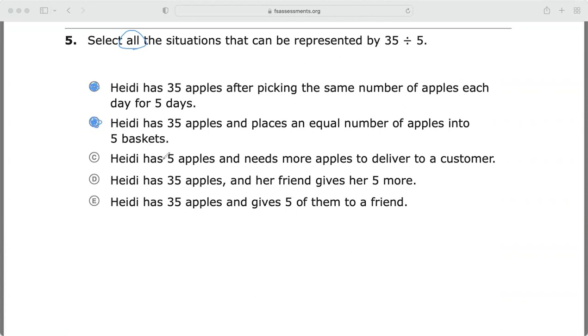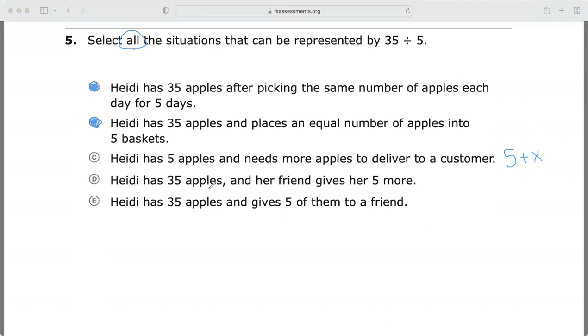Answer choice C. Heidi has 5 apples and needs more apples to deliver to a customer. So that would be like 5 plus an unknown number of apples. So I'm just going to say 5 plus X, or I could do 5 plus A for apple. So that one does not work.